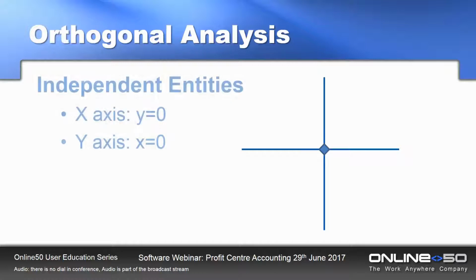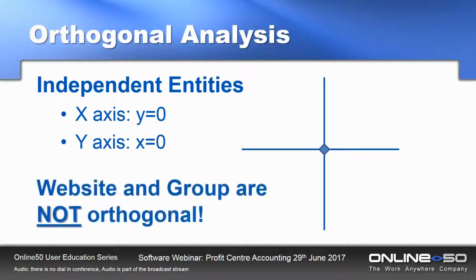So if we plot a graph here, on the x-axis y is always 0. On the y-axis x is always 0. So that means that moving along the x-axis, the y value doesn't change. And moving along the y-axis, the x value doesn't change. So they are orthogonal. So that's what we mean when we say orthogonal. In our scenario, we talked about having the website and the website belonging to a group. Now, because the website is going to be part of a group, if we change website, we may well change group. So website and group are not orthogonal.